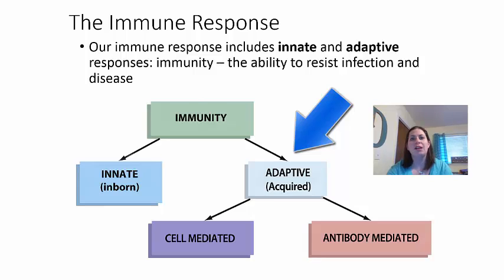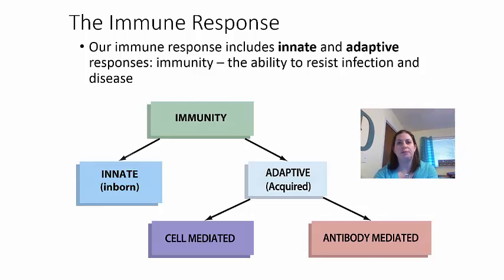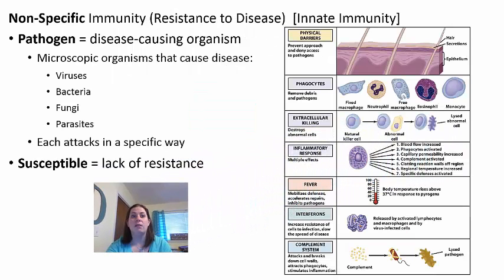Now the adaptive immunity also gets branched into two areas. It can be cell mediated, meaning it fights off the invader with cells, or it can be antibody mediated, where the cells produce antibodies which help fight off the invader. So we are going to be looking first at the innate, the system you're born with. Then we're going to look at the adaptive and the two branches that are located in this group. So when we talk about inborn or innate immunity, this is your non-specific immunity. It's your resistance to disease that's not going to be specific to a particular disease or specific to a person. Everybody has the non-specific immunity.